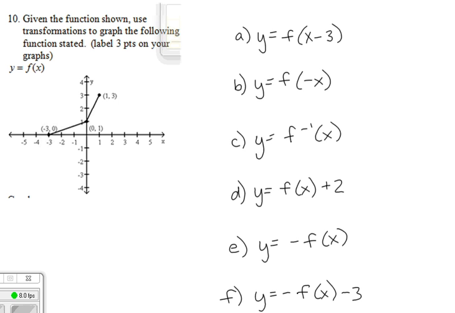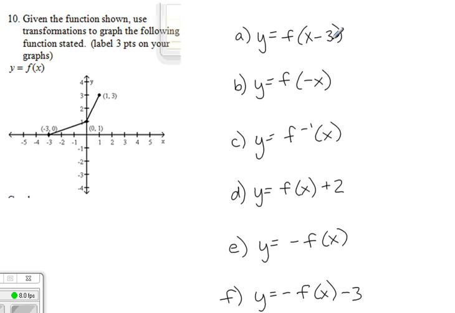All right, now let's look at these transformations. We've got a graph that's already given to you, and then A through F, we've got some different transformations and different functions to find. So number 10, part A, now I'd first look at this and maybe in words write down where this is going to move.